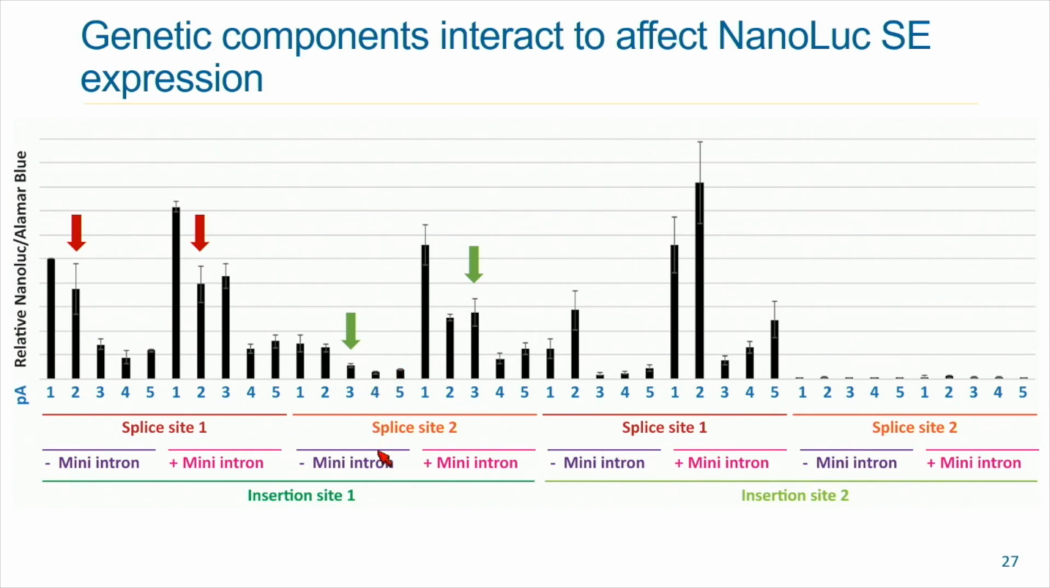However, in another case, same insertion site, different splice site, different UTR polyadenylation signal sequence, the mini intron has a really notable effect on the expression of the nanologue construct.